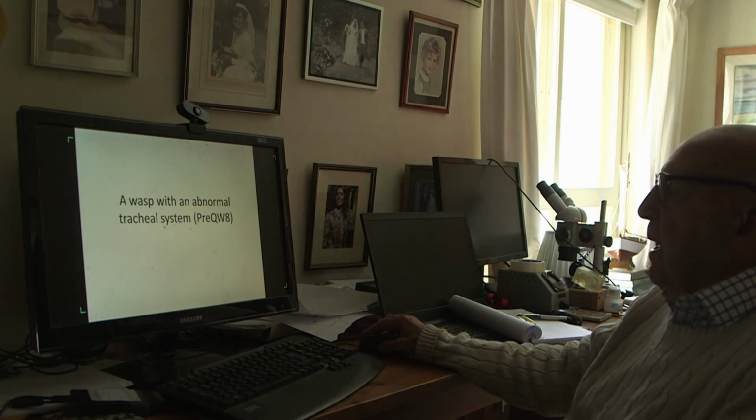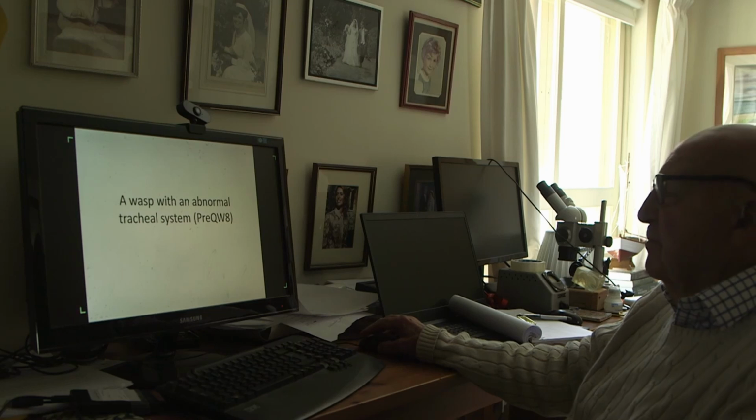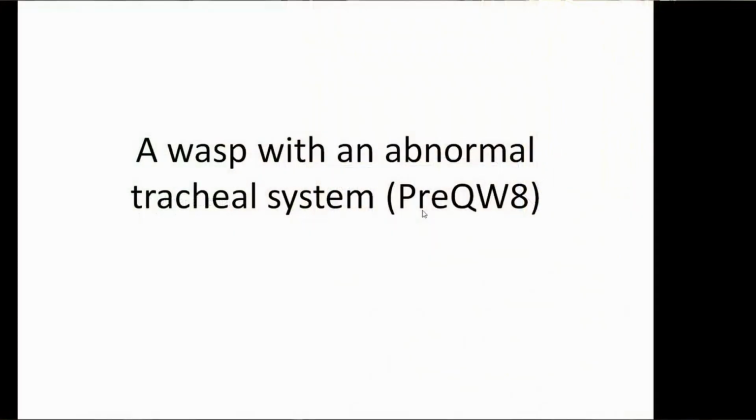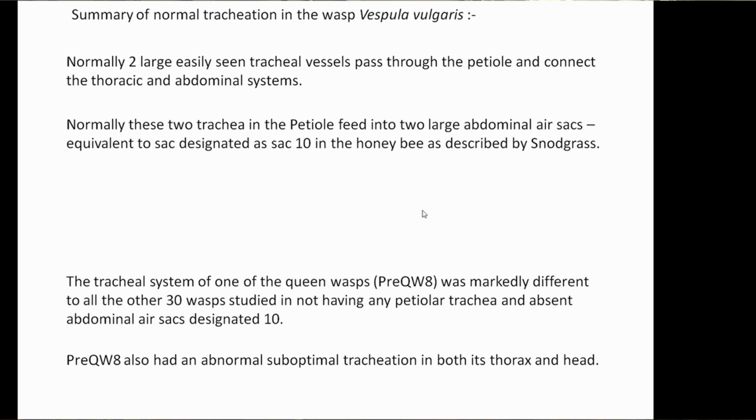Passing to the second abnormality. This is an abnormal tracheal system in pre-hibernation queen 8. Now, normally, as we've seen on the video of wasp tracheal systems, there are two easily seen tracheal vessels passing through the wasp's waist, the petiole, and there is normally a large abdominal air sac on each side, designated number 10 by Snodgrass. So what's different about this one?